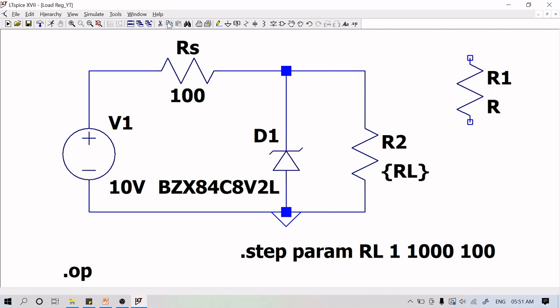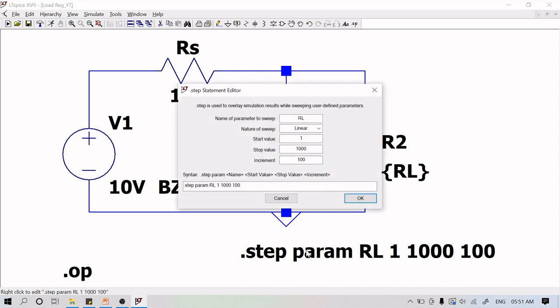Let me remove this. People will make a mistake and change the R1 part. So this one you should not disturb. This is a variable, you should not disturb it. This is a reserved command. So when you put in RL, what you want to give is one command.